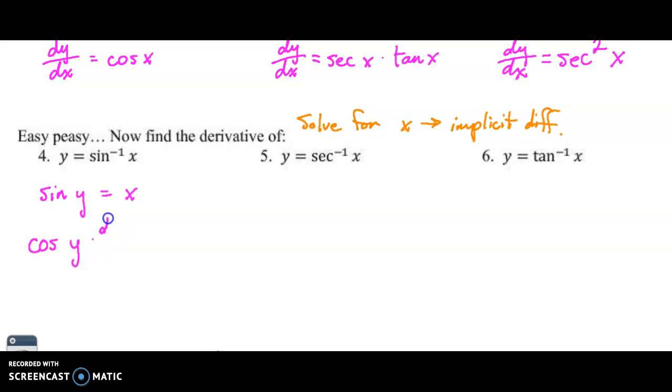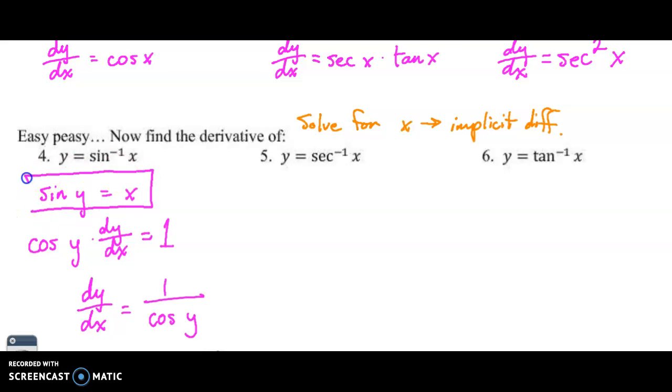But if I asked you for the derivative of this, you would hopefully say it's cosine of y times dy/dx. And on the right side, you'd say, oh, the derivative of x is 1. And so what that means is dy/dx is equal to 1 divided by cosine of y. But we want to answer this in terms of x. So if I go back to this statement right here, let me put a box around it. That's not my final answer. I just want to go back to that original statement.